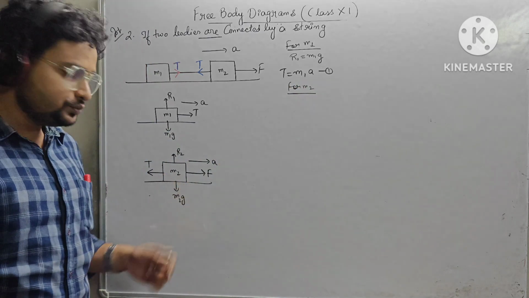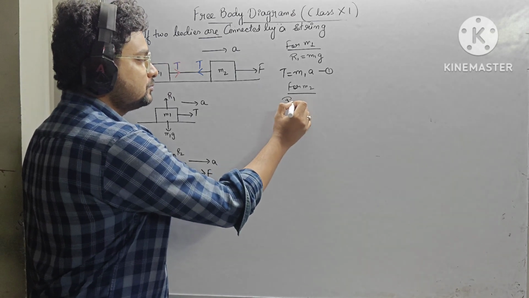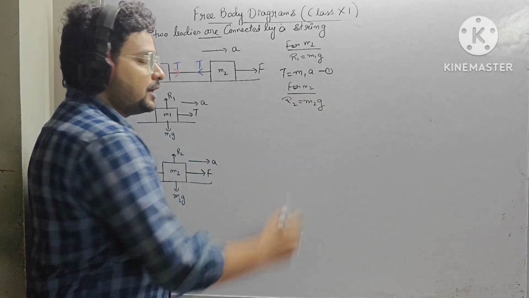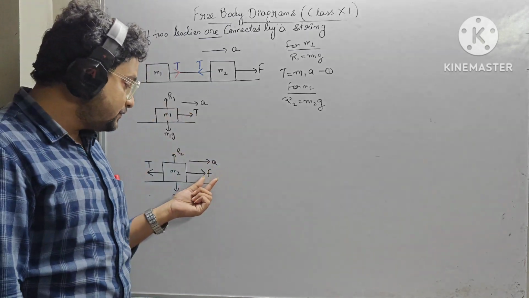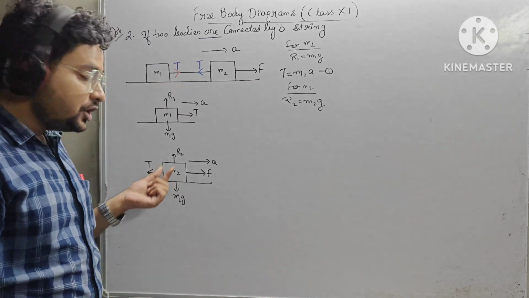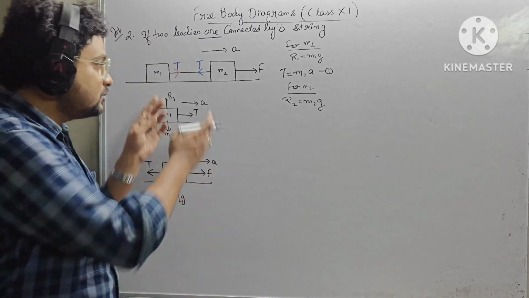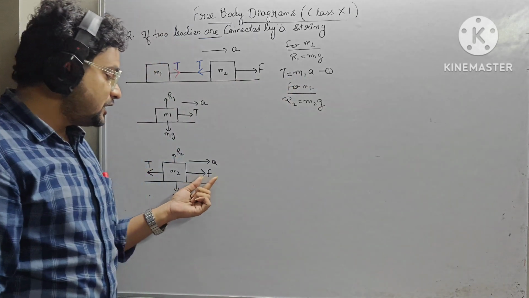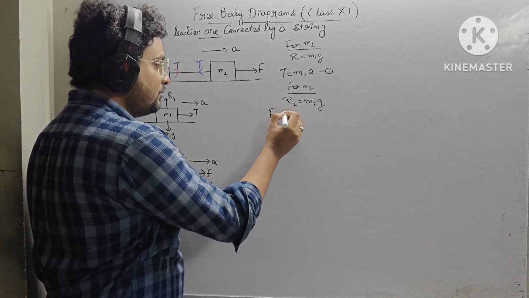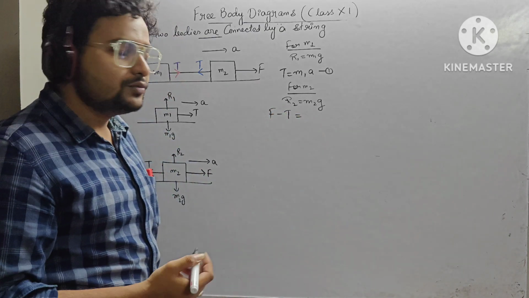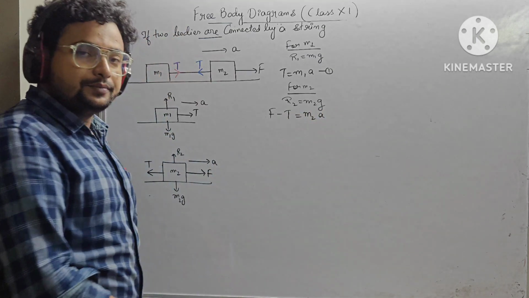Fine. Let us go to second body for M2. You see for M2, again in the vertical direction, R2 will be equals to M2G. In the horizontal direction, two forces are acting. One is force F, one is tension T. Now, which one is greater? Force F is greater because the bodies are moving in this direction. So, what is the resultant force? Resultant force is F minus T. That is, of course, equal to mass into acceleration. So, M2 into A.